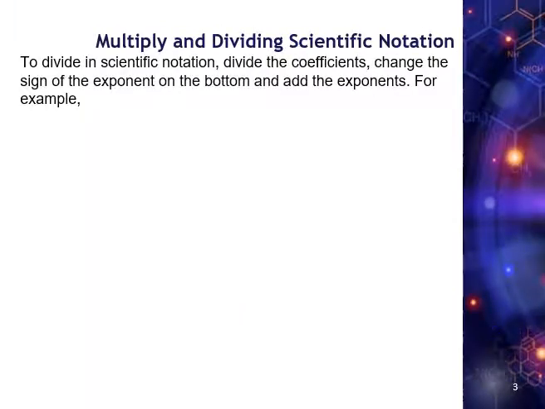To divide in scientific notation, divide the coefficients, change the sign of the exponent on the bottom and add the exponents. For example, 3.25 times 10 to the 6th divided by 2.70 times 10 to the 2nd. Notice 3.25 has three significant figures and 2.70 has three significant figures. When we finish, we will round to three significant figures.